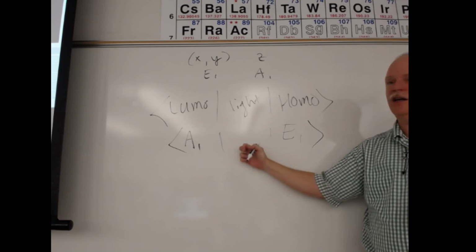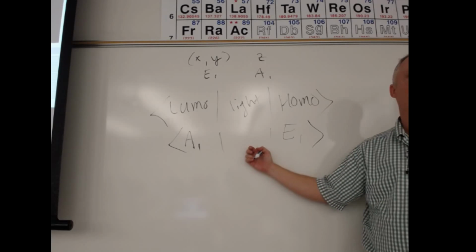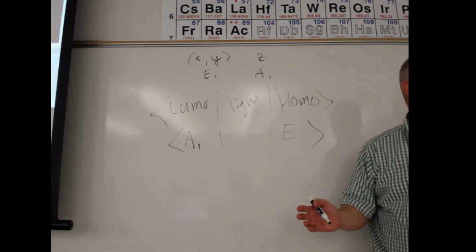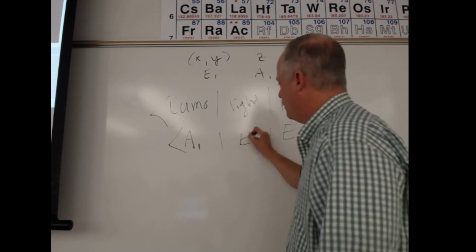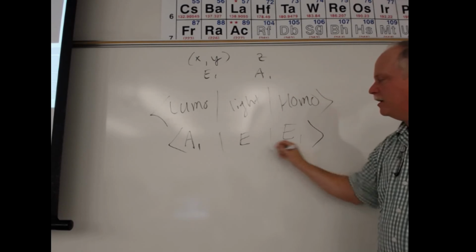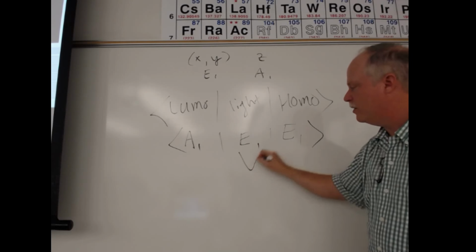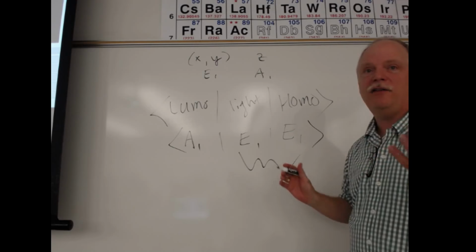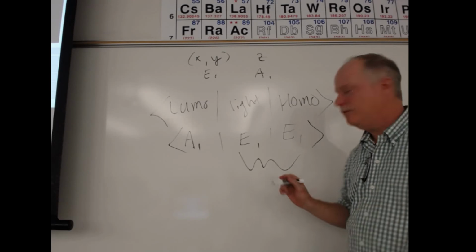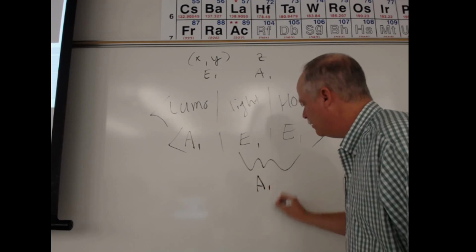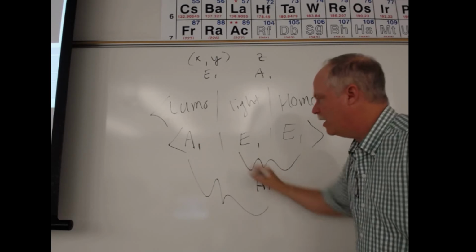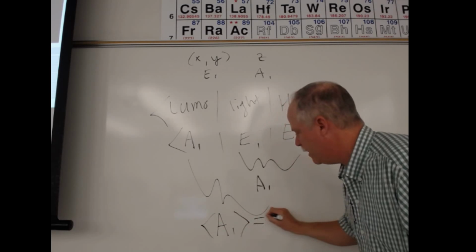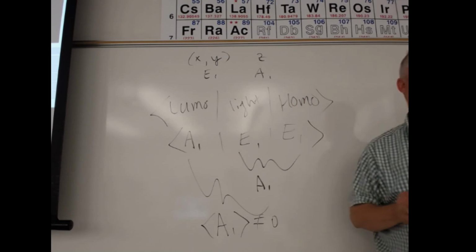So what is going to go in here that's going to help us? E1, because anything times itself is going to contain A1. Okay? So E1, so that would be XY light. So E1 times E1 is going to be at least A1 plus some other stuff. I don't even need the direct product table. It's going to contain A1, which is then when you multiply by A1, it's going to be A1. And that's not equal to 0, so this is allowed.